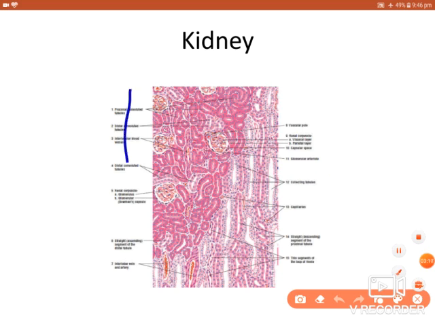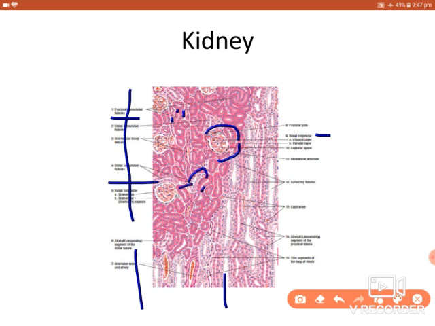So this is a part of the cortex. This one is a small part of the medulla that you can also see. Here you can see these round structures. These are the renal corpuscles. Then the deeply stained ones are the sections of the proximal convoluted tubules. The lightly stained ones are the sections of the distal convoluted tubules.